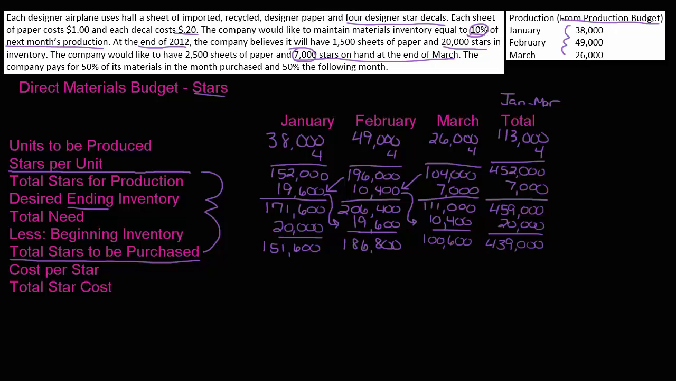Okay? As I said, when I'm going through this, I really like to think about what's going on in the budget, and that helps me, even if I can't remember the exact wording of what I want to put here, that really helps me walk through the calculations. So now I'm going to figure out my cost per star, which it says each decal costs 20 cents. So my cost per star is 20 cents. So 0.20.